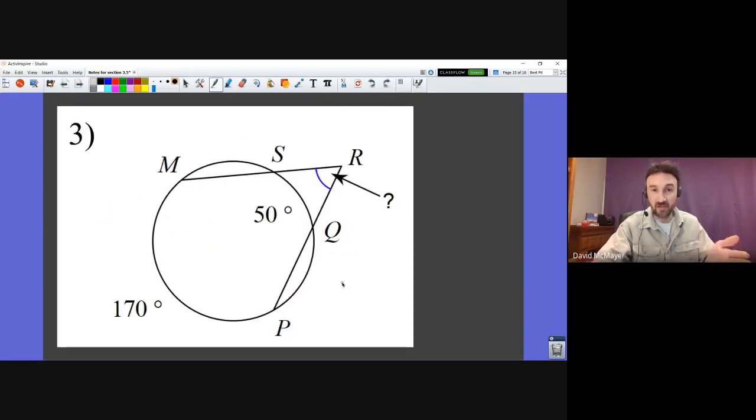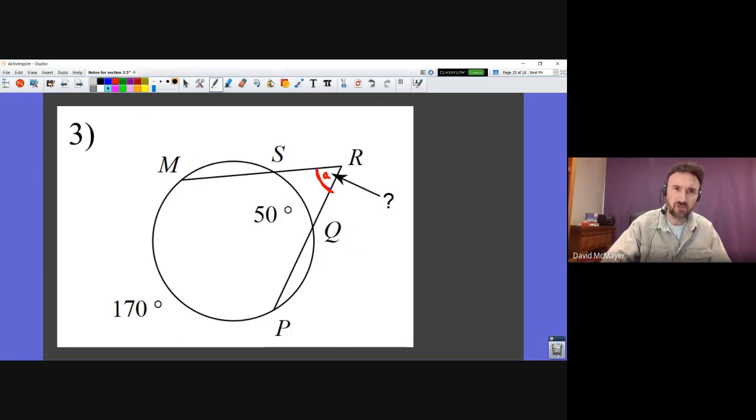I'm assuming you paused the video, and we are moving on to number 3. Our third problem has an intersection of 2 secant lines, and we are supposed to find this angle measure on the outside. This particular angle measure is labeled with the question mark. We were putting the letter A at that intersection point, so I'm just going to draw a little A there.